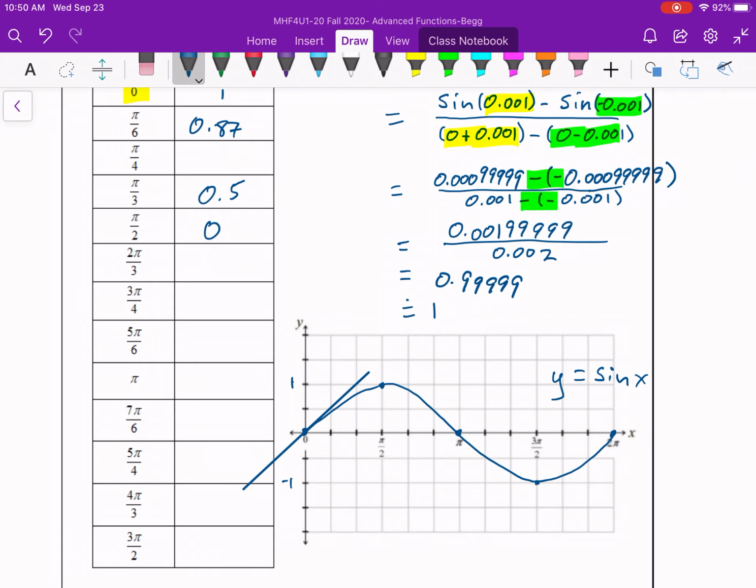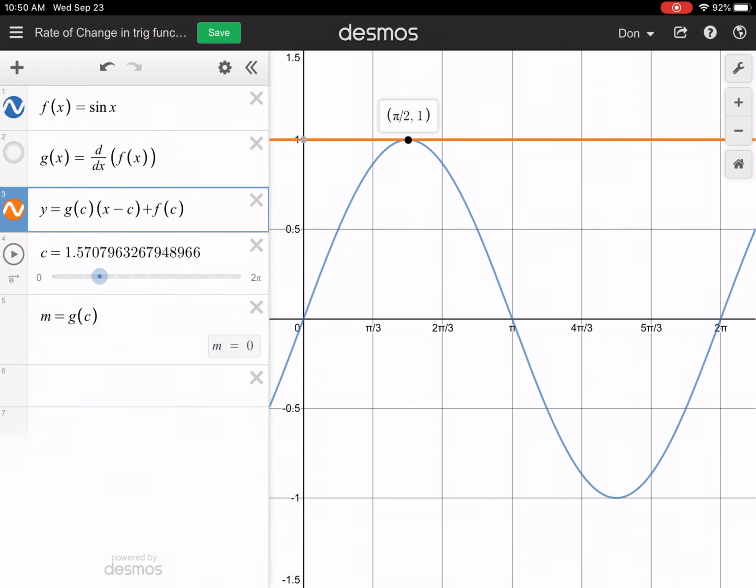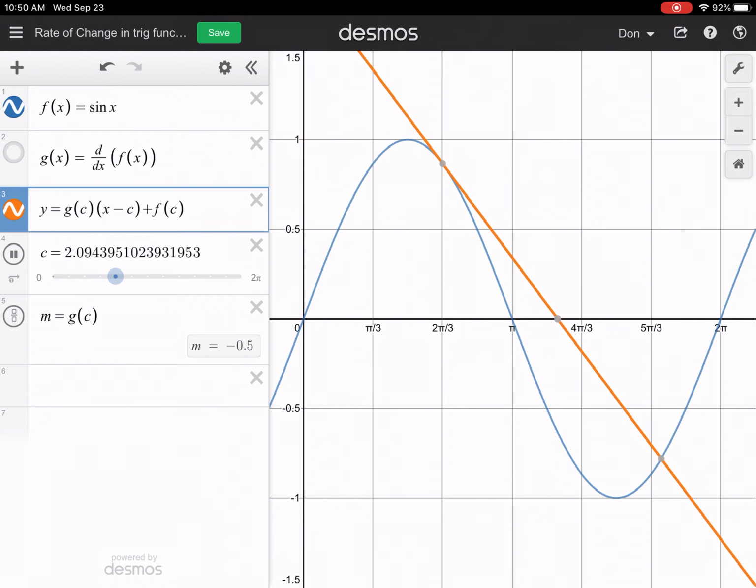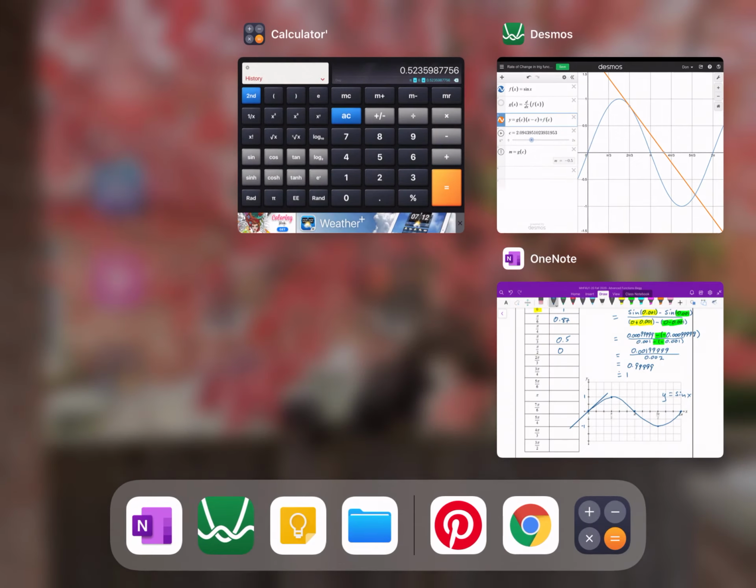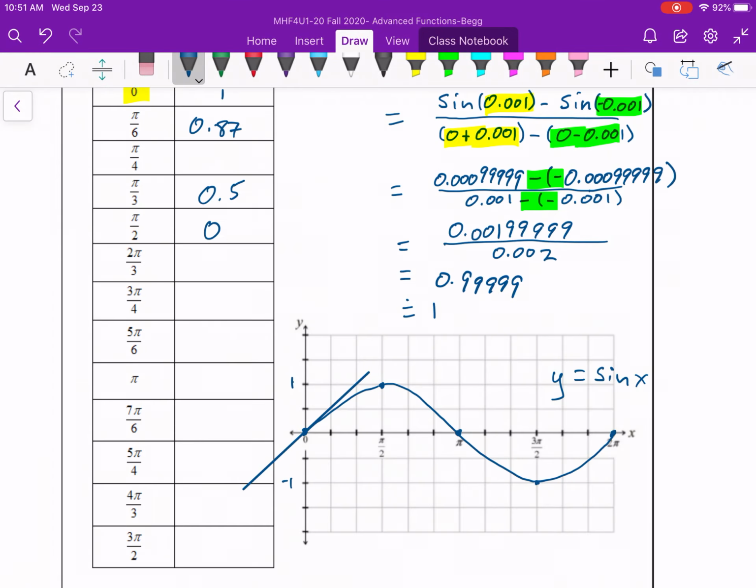And then 2 pi over 3 would be the same as 4 pi over 6, so that would be the next stop along the path here. Clearly we've moved into a negative slope for the tangent line now. It's negative 0.5. So we've got this symmetry going on.